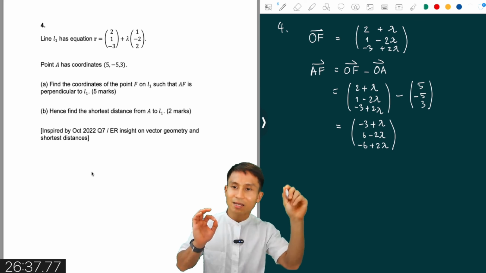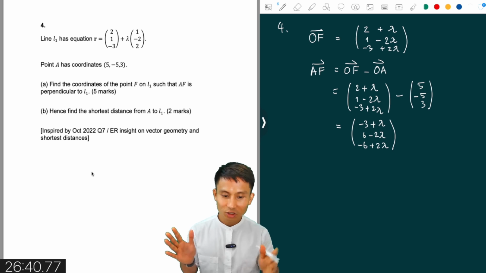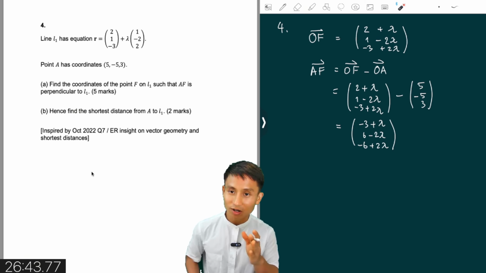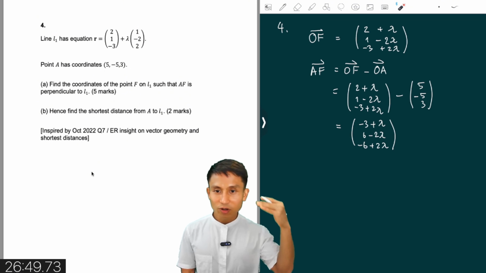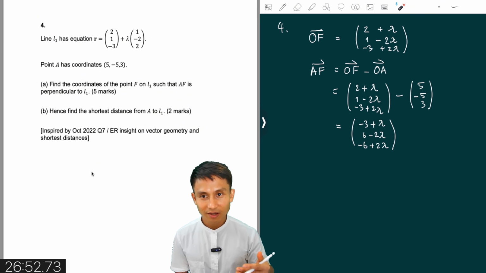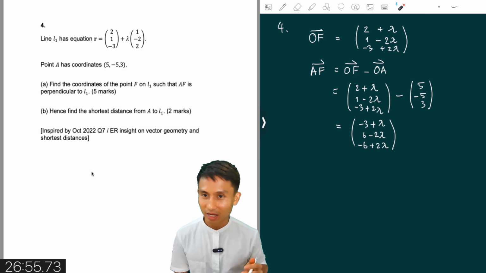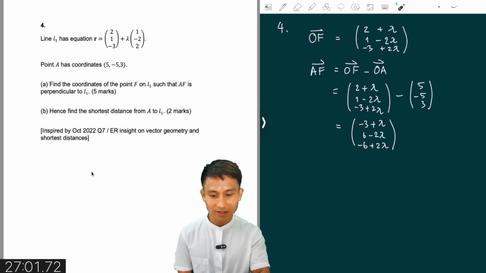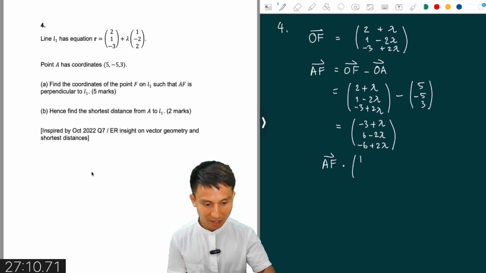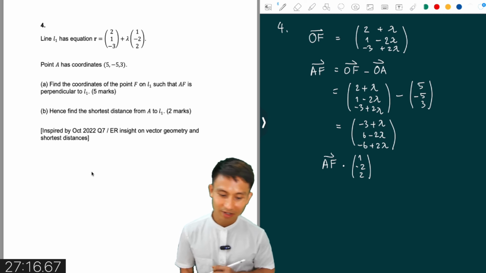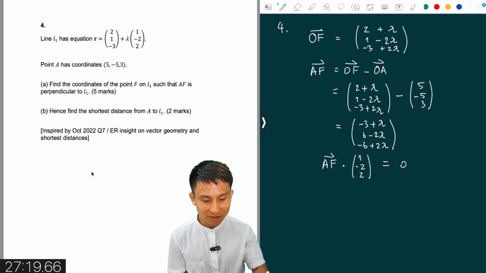Now they're saying that AF is perpendicular to L1. Well, the line is not a vector. So when you do a dot product, and you should know that you are doing a dot product here, because they are perpendicular, so you do dot product equals 0. When you dot product with a line, you don't take the whole thing. You only take what's called the direction vector, which is just the little guy after lambda. So it's 1, minus 2, 2 there. You dot product AF with the 1, minus 2, 2, and not the whole thing. I'm stressing it, because I have seen this common mistake with my students. You dot product that, and you equate to 0.